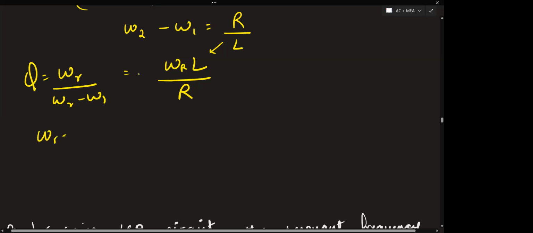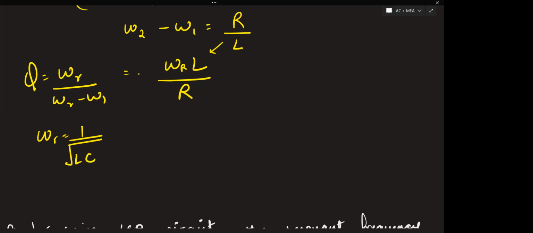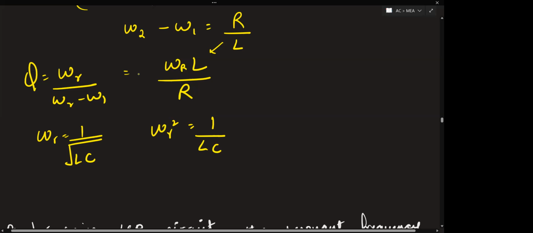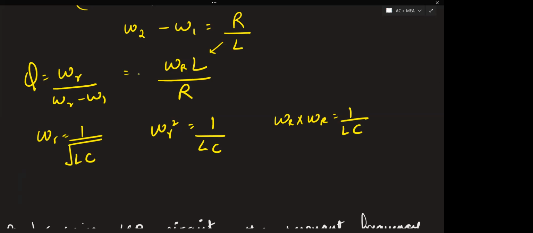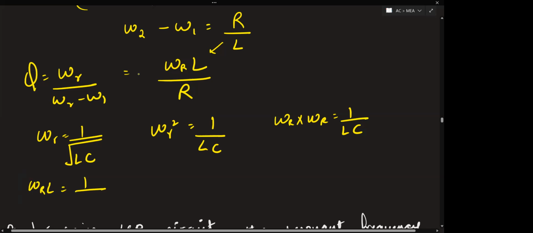Omega at resonance is equal to 1 by under root LC, right? Also, if you take the square, omega R square will be equal to 1 by LC, right? If you square both the sides, the root will be gone. If I write it like this, omega R into omega R is 1 by LC. There is no harm in writing like this. Let's shift certain terms. Let's bring this L in the numerator and take one omega R in the denominator. So we will be left with omega R L is equal to 1 by omega R C.